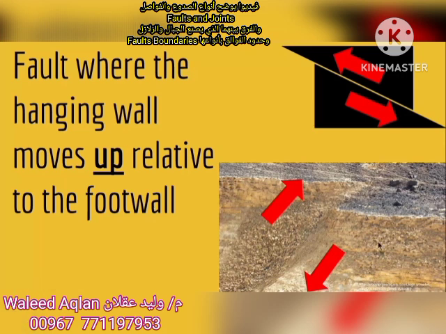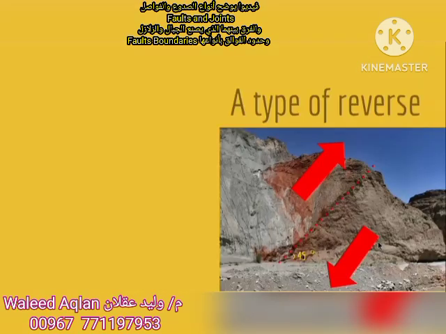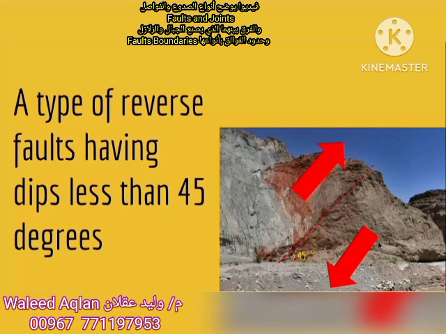The last type of dip slip faults that we have is called a thrust fault. So what is a thrust fault? Well, a thrust fault is a type of reverse fault having dips less than 45 degrees. So thrust faults are reverse faults, but in thrust faults the angle of the fault is less than 45 degrees. So just like you see here, this is the fault line and this side went up, this side went down. In reverse faults, the hanging wall goes up while the footwall goes down, but the angle of the fault is less than 45 degrees.